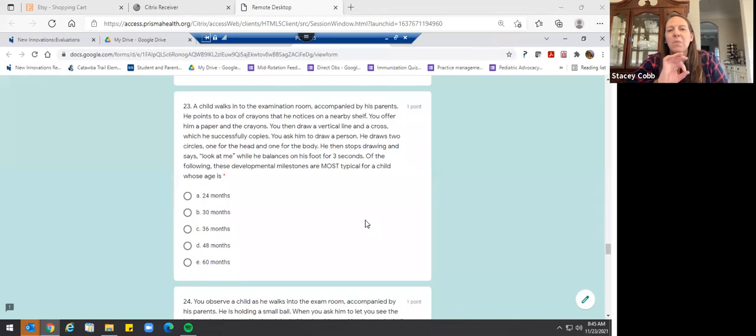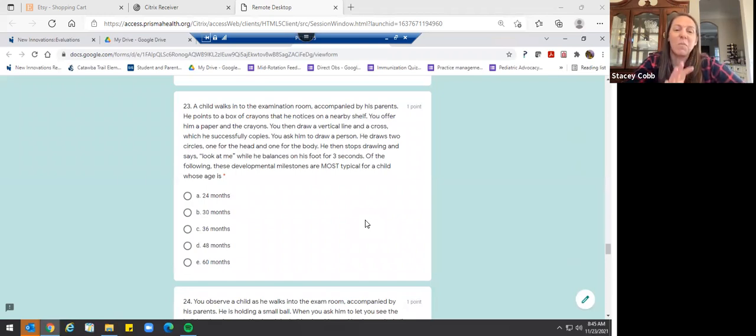So the big ones that clue you in are the fact that he can draw a cross. A cross is the 3 to 4 year old skill. And then he says, look at me, so we know that he can speak in sentences. And then he balances on his foot for 3 seconds, which is really like a 3 to 4 year old skill again. So the best answer, this one is kind of tricky.